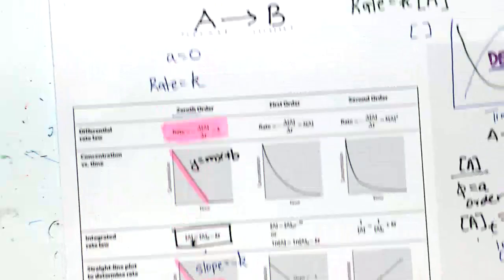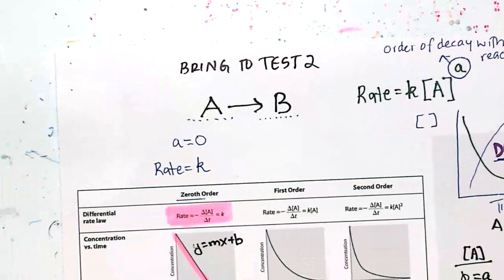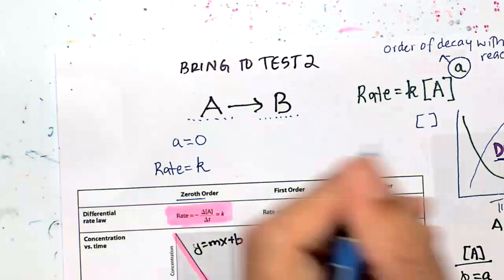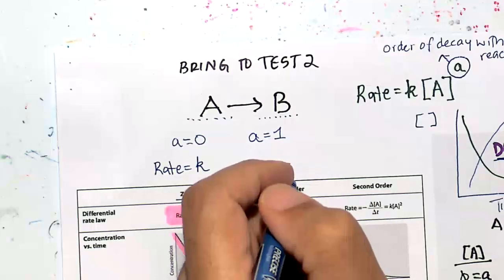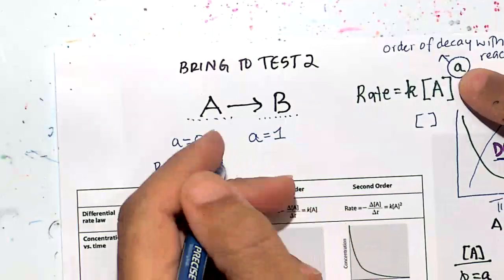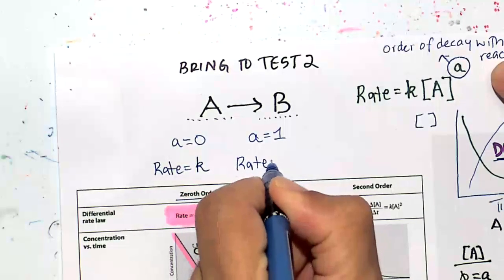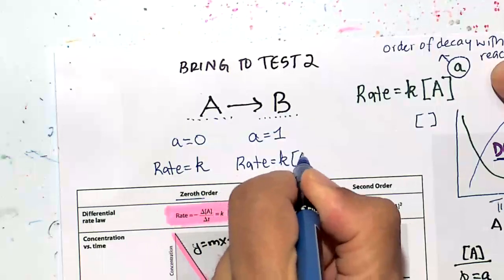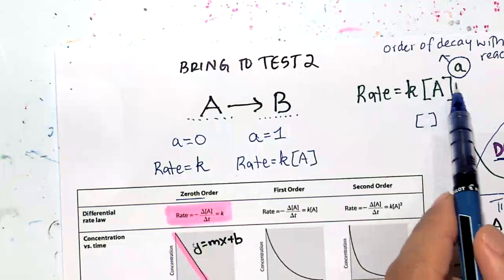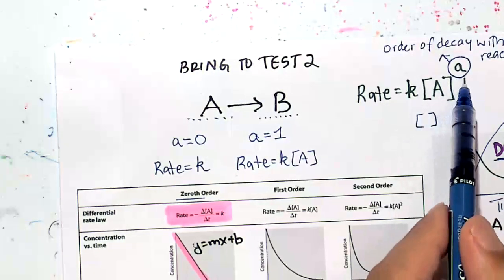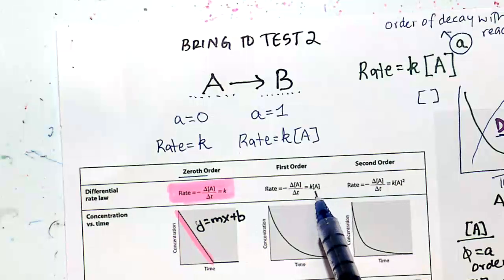All right, let's do our second scenario. Let's say A decays with first-order kinetics. This exponent a is equal to 1. If this exponent is equal to 1, what will that make this rate law? What is anything to the power of 1? It's the same thing, right? A to the power of 1 is A. So rate is equal to k[A]. Okay, that's what we see here.